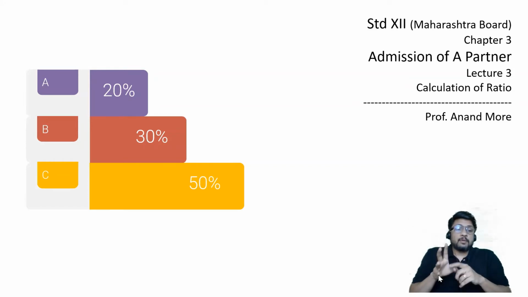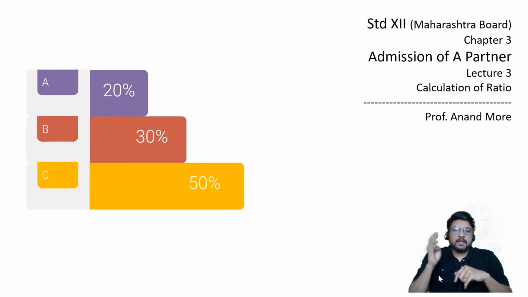I'm sure that you have completed the first two lectures. In the first lecture, I spoke about the accounting steps involved in admission of a partner. In the second lecture, I discussed the valuation of goodwill. Then in the third lecture, I'm going to talk about ratios. What is the importance of ratios in the topic of admission of a partner?